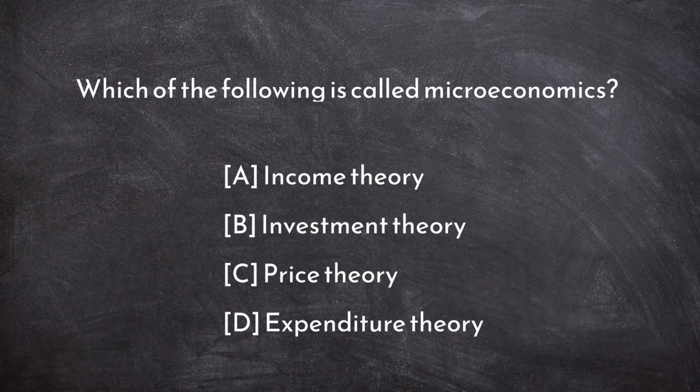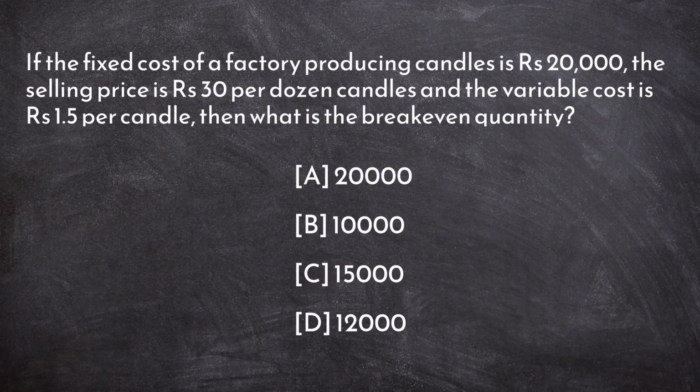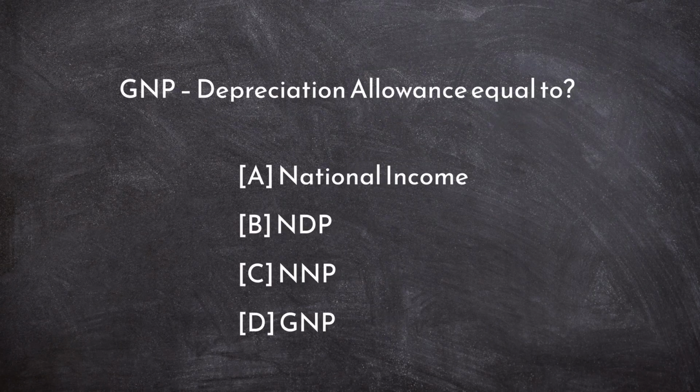Sixth. Which of the following is called microeconomics? Price theory. If the fixed cost of a factory producing candles is rupees 20,000, the selling price is rupees 30 per dozen candles and the variable cost is rupees 1.5 per candle, then what is the break-even quantity? 20,000. GNP, depreciation allowance equal to?